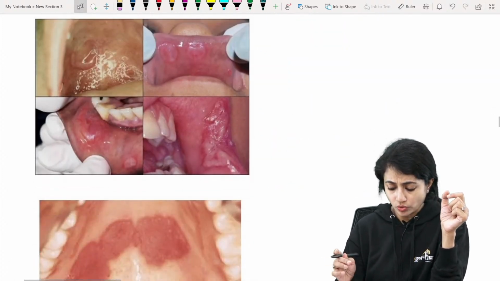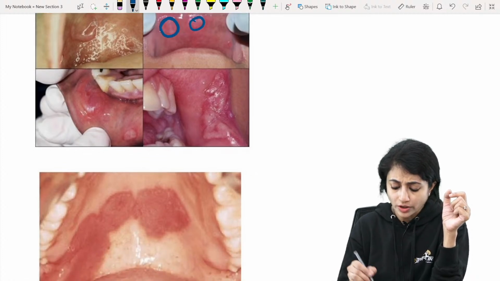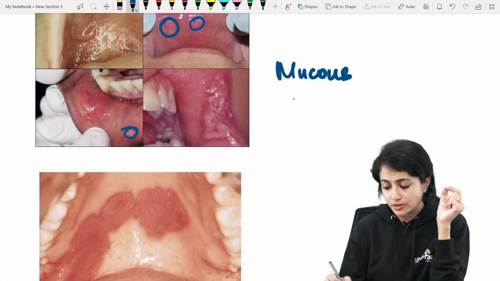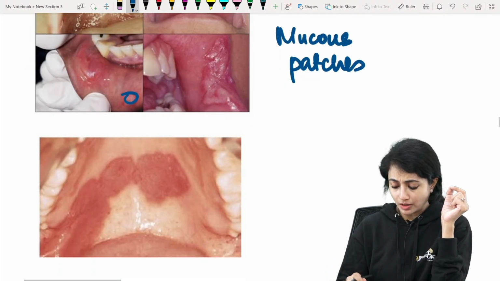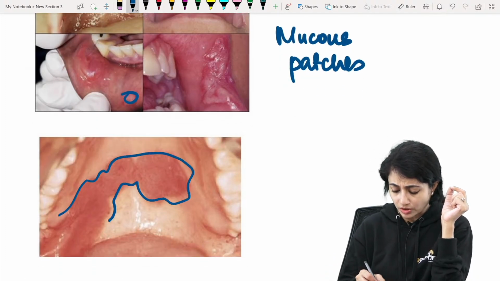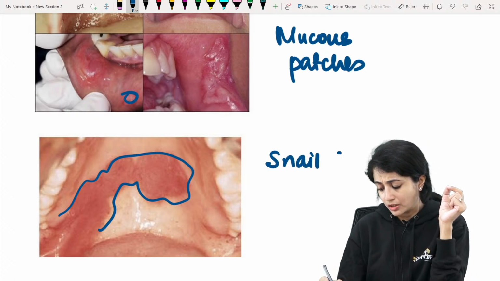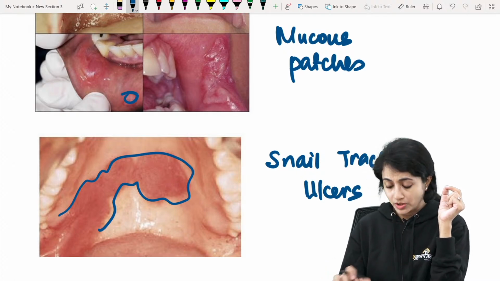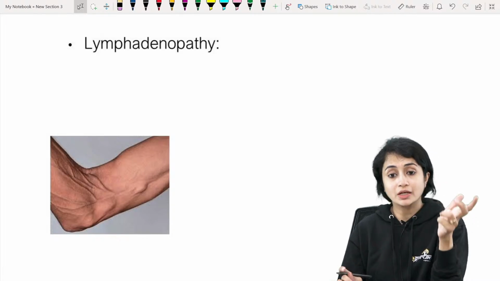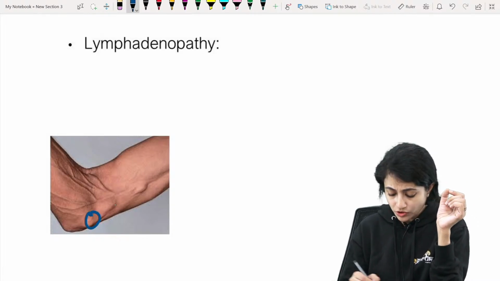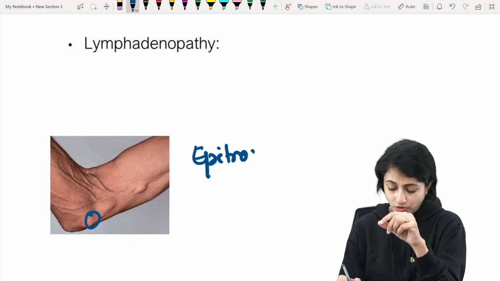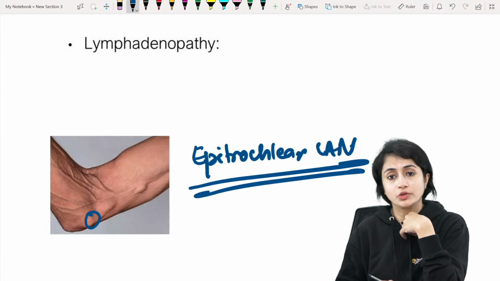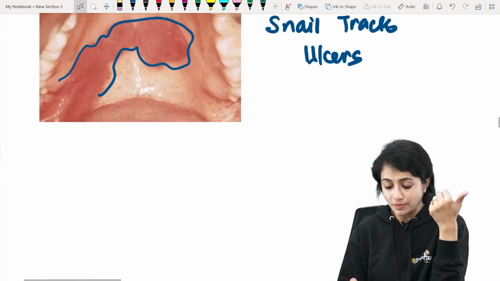Moth-eaten alopecia. Then in the oral mucosa, what can it lead to? It can lead to these raw areas which are asymptomatic. They are present on the palate. These are called mucous patches. And sometimes when these mucous patches coalesce together, they form what are called snail track ulcers. So all this is a feature of secondary syphilis. Then they can have lymphadenopathy, which is typically epitrochlear lymphadenopathy. So secondary syphilis can have epitrochlear lymphadenopathy.